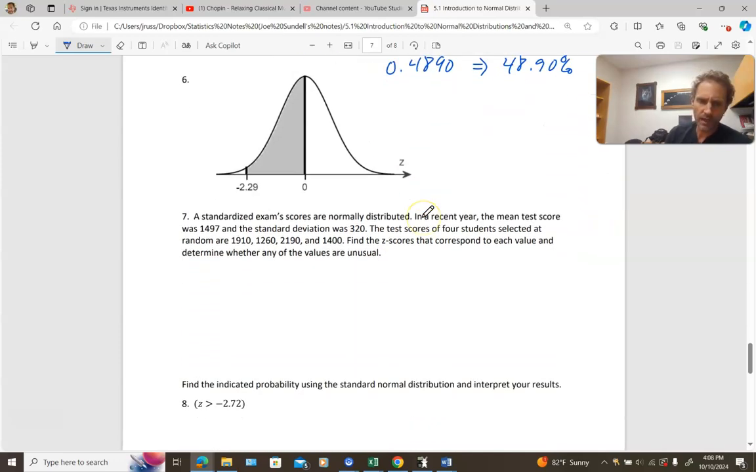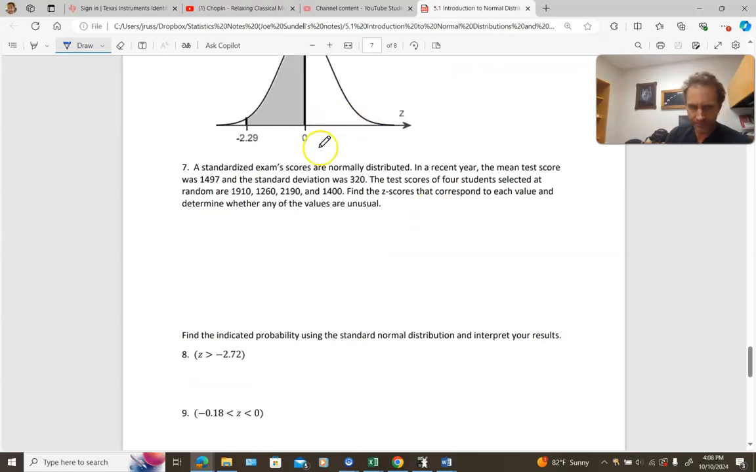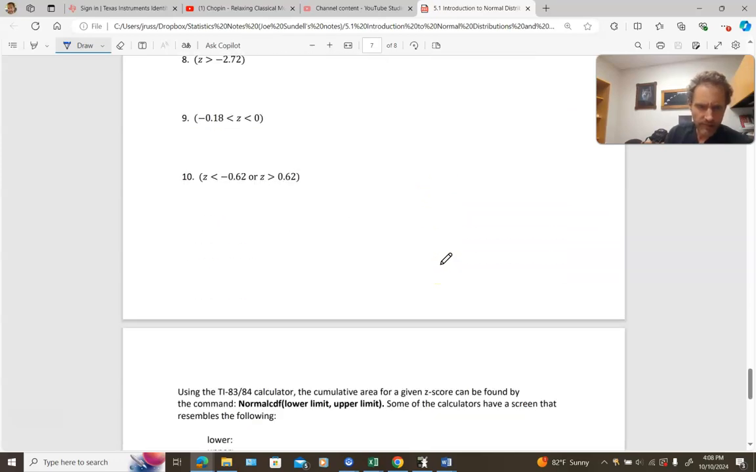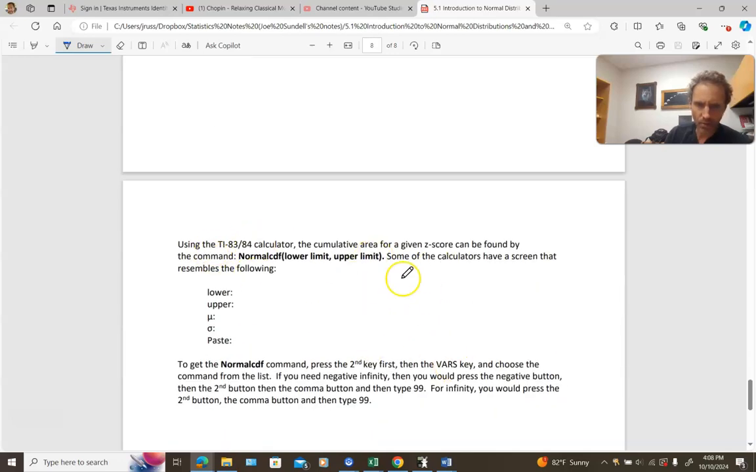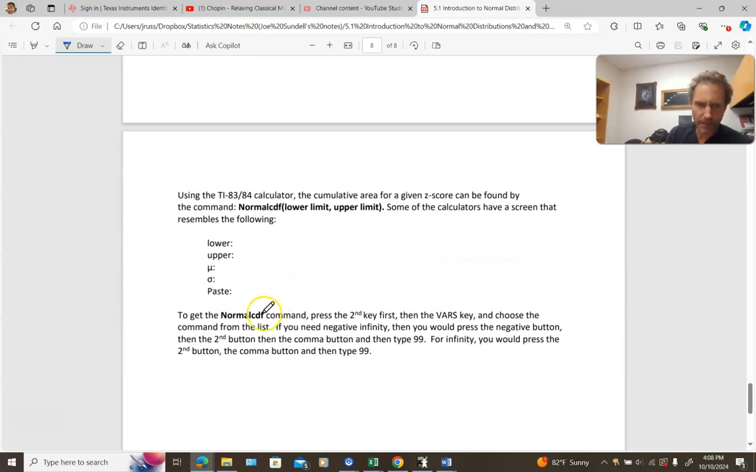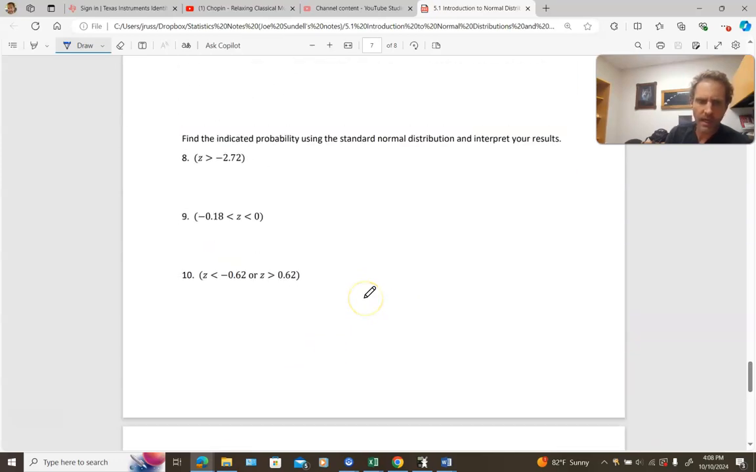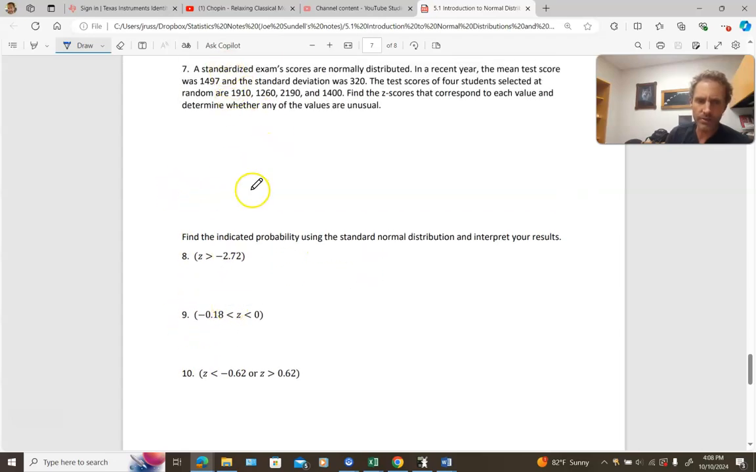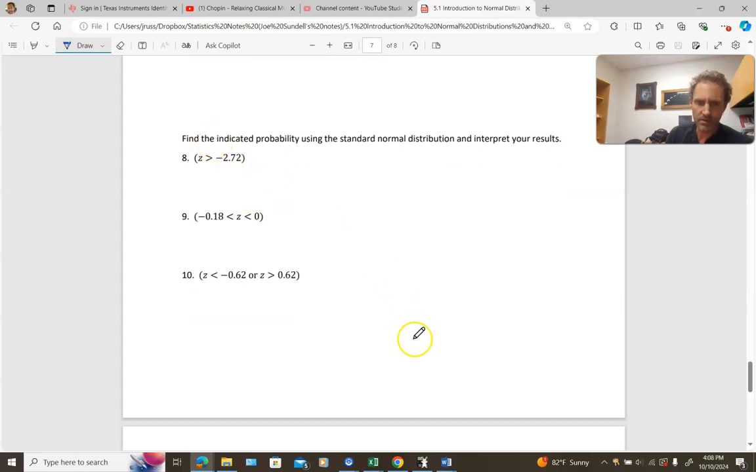Okay. So now what we want to do, let's see, what could we do? This is just some more on the calculator. We've already gone over this. I think what we will do here is let's go ahead and do 8, 9, and 10, and then we'll do number 7.